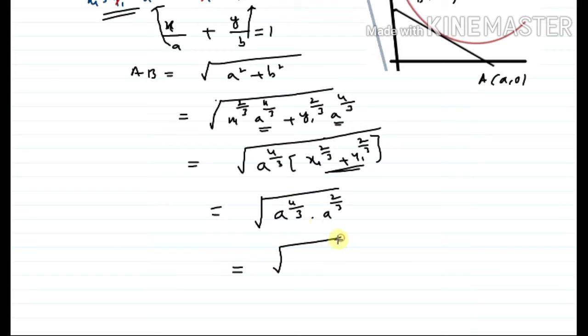Finally, on simplifying, a power m into a power n is a power m plus n. 4 by 3 plus 2 by 3 means 6 by 3. 6 by 3 means here a square. This is finally, this is a. So length of the AB here is a, which means this is constant.